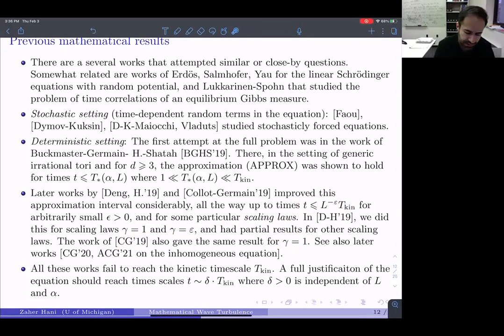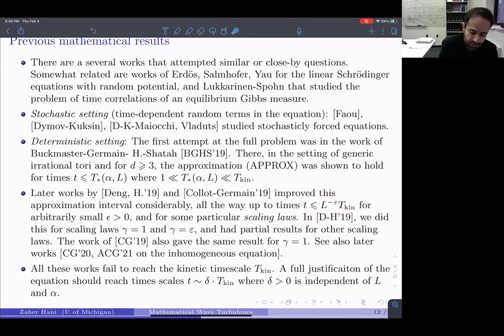Okay, and there have been further developments by Collot and Germain in later works. But the problem with this is that even this previous work of ours and that of Collot and Germain does not quite reach the kinetic time. You're still considerably smaller than the kinetic time.